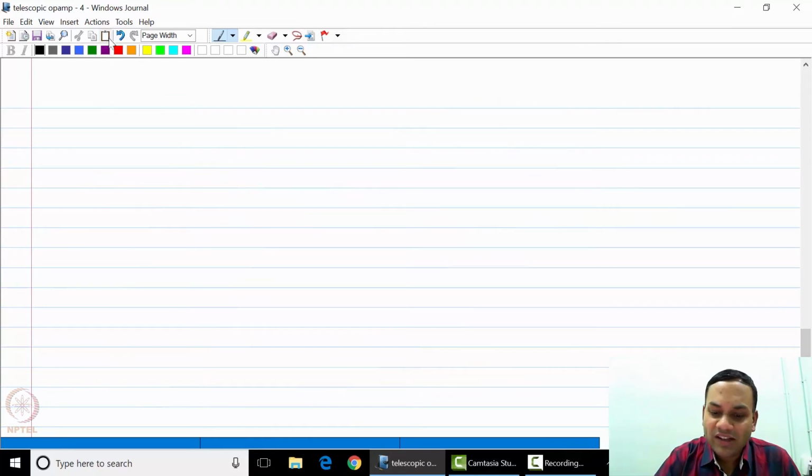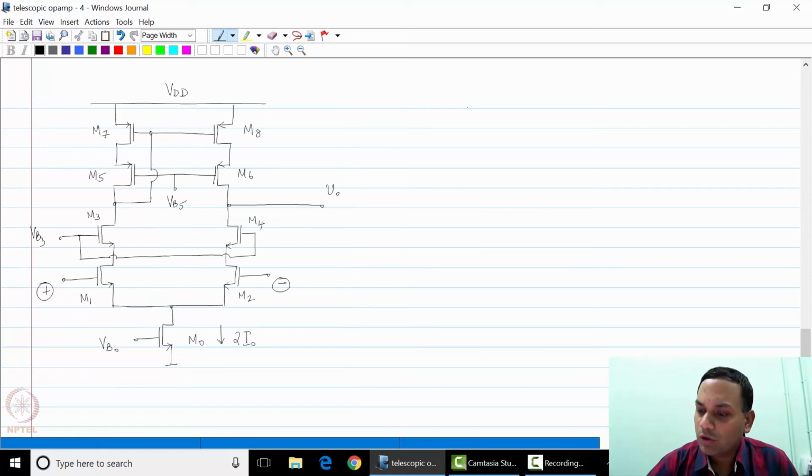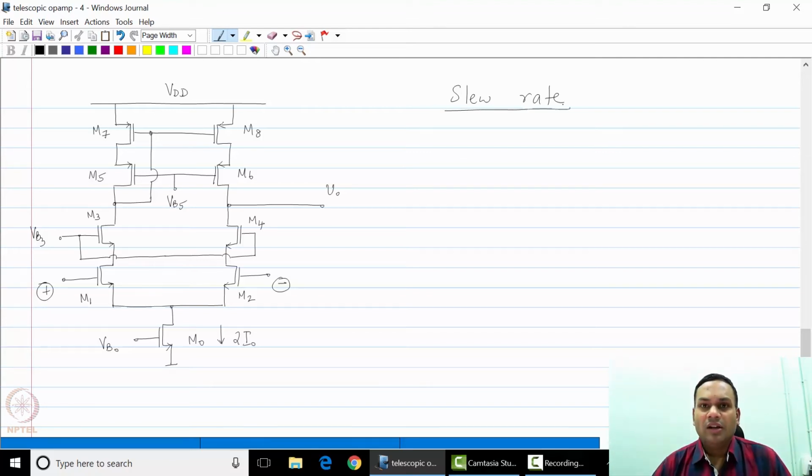Finally, we will look at the slew rate of the telescopic op-amp. So we are now interested in the slew rate. To find out the slew rate, we will now apply increments of delta VD by 2 and minus delta VD by 2 at the inputs.